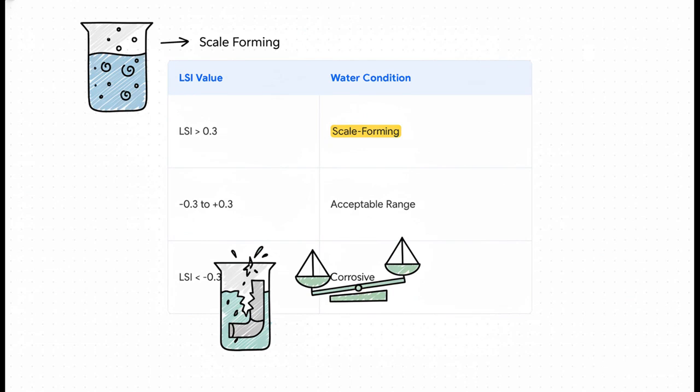So our result of 0.4 is just a little bit outside that acceptable range on the positive side. That tells us our water has a slight tendency to form scale. It's a heads up that we might need to adjust our treatment to bring that number back down into balance.